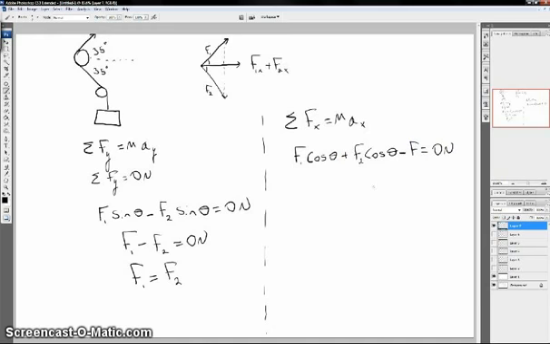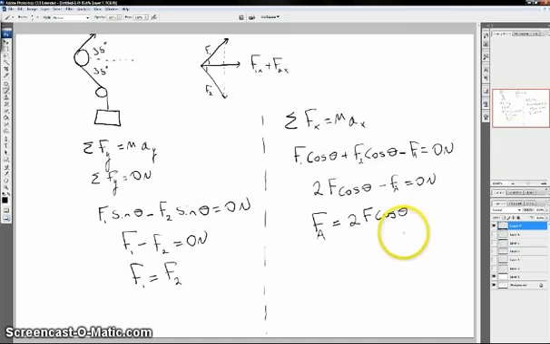Again, we know that force 1 and force 2 are equivalent to each other. We just proved that a second ago. So I can rewrite this as just 2 times the force times cosine theta minus F is equal to 0 newtons. So the force exerted on the foot is equal to 2 times the force from, let me put force applied here so it's less confusing. It's equal to 2 times the force from the pulley times cosine theta.